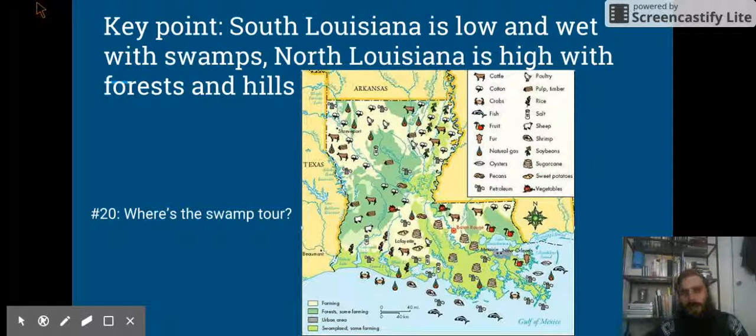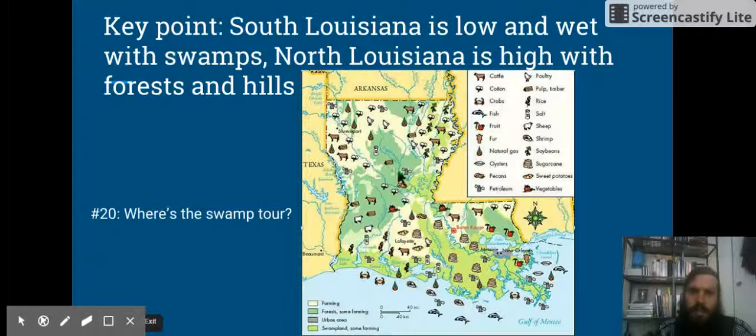The next key point talks about the differences between the different parts of Louisiana. South Louisiana is low and wet with swamps, and North Louisiana is high with forests and hills. Check out my resource map here. I see this light green color, and this is swampland. It can also be called marshes. That's where we find oysters, crabs, a lot of sugar and rice.